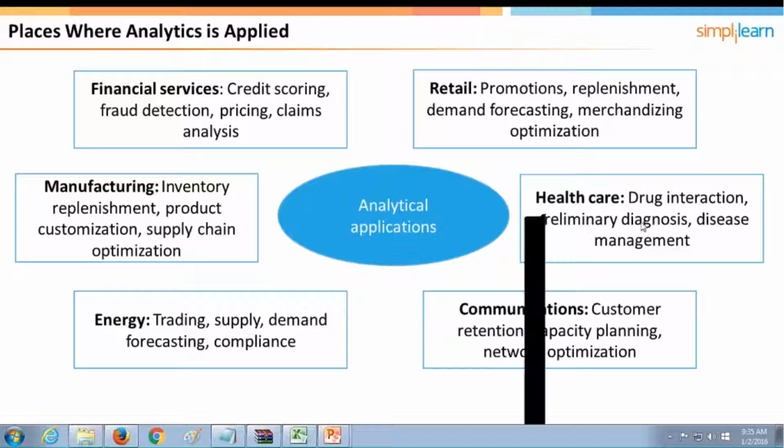For an example, I worked in the retail sector for the past 4 years. If you're looking at retail, the analytics application is very vast. For example, in making a promotion, replenishment, demand forecasting, or merchandising, in all these places analytics is being applied. Just assume you're going to work for Walmart as a data scientist. There, you have to collect the data.